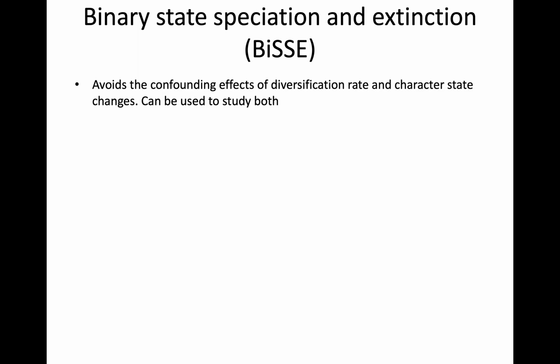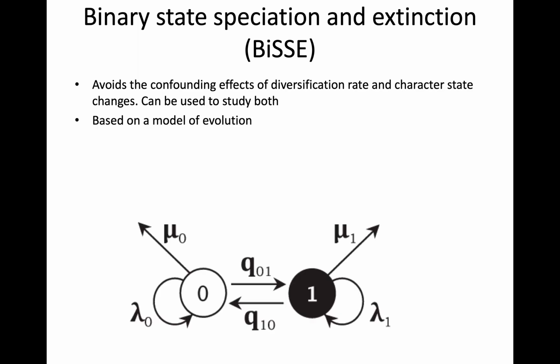So the binary state speciation and extinction method avoids the effects that we just discussed, where character state changes and the rates between those states are confounded with diversification rates. So here with BISSE we can disentangle that. This is a likelihood method which is based on an explicit model of evolution. And here now a whole bunch of things are starting to come together.